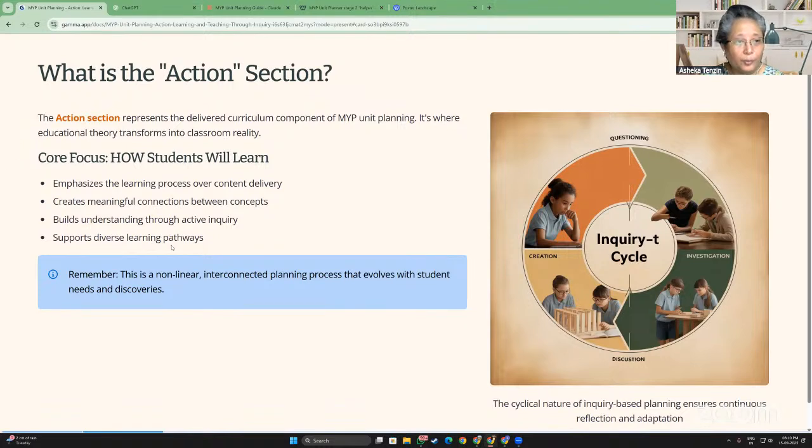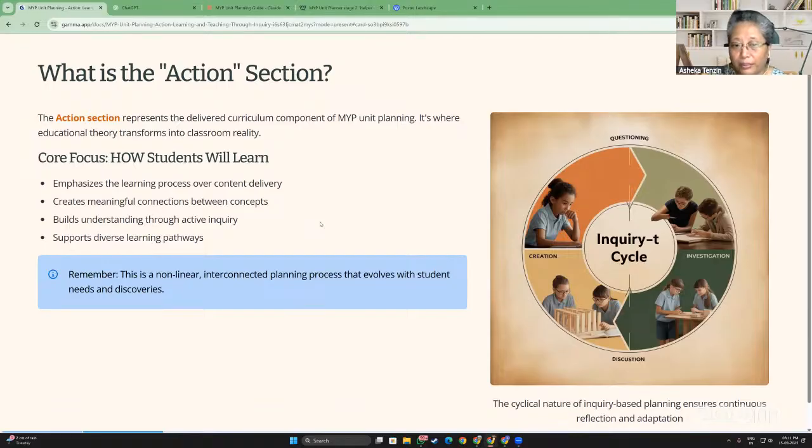And the last point is that your teaching and learning should support diverse learning pathways. Okay. We know from differentiated instruction, when you study differentiated instruction, you know that different students learn differently. And one size will not fit all. So then, how are you going to differentiate your instruction and how are you going to support diverse learning pathways? So, this has to be included in the action section of your planner.